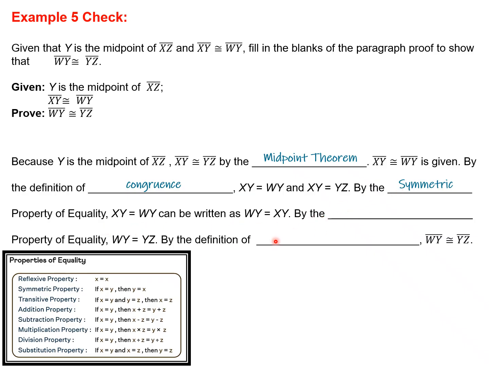So by, let's say, the blank property of equality, WY equals YZ. What allowed us to say WY equals YZ? Oh, because we said XY equals WY, then WY equals XY, and we said XY equals YZ. So look, WY equals XY, XY equals YZ. So now by the transitive property, we can say that WY equals YZ. And then how do we say that line segment WY is congruent to line segment YZ? If we go from saying they're equal to they're congruent, that is the definition of congruence. Good job.